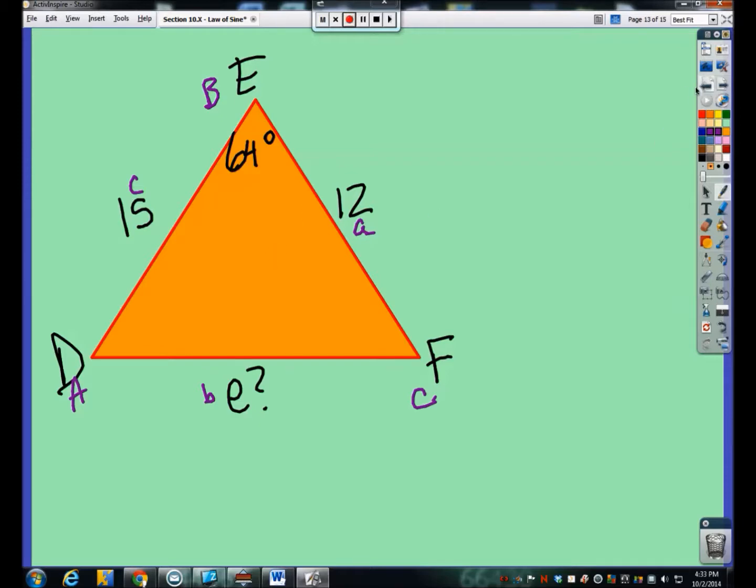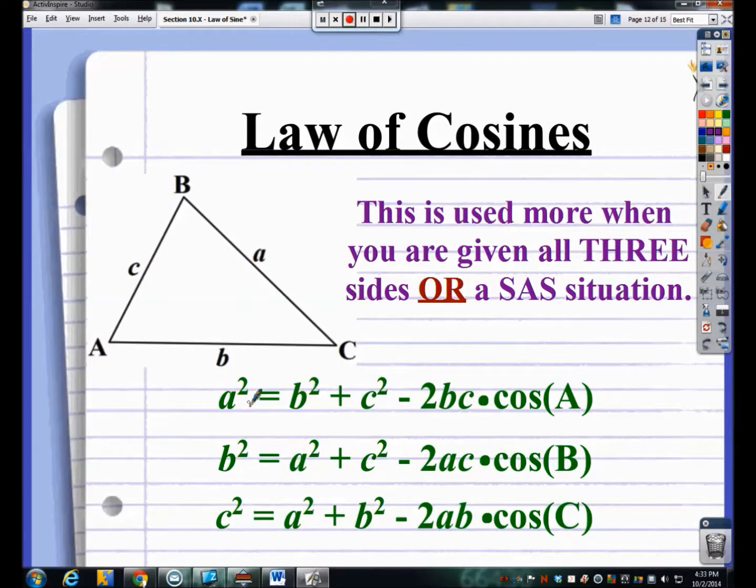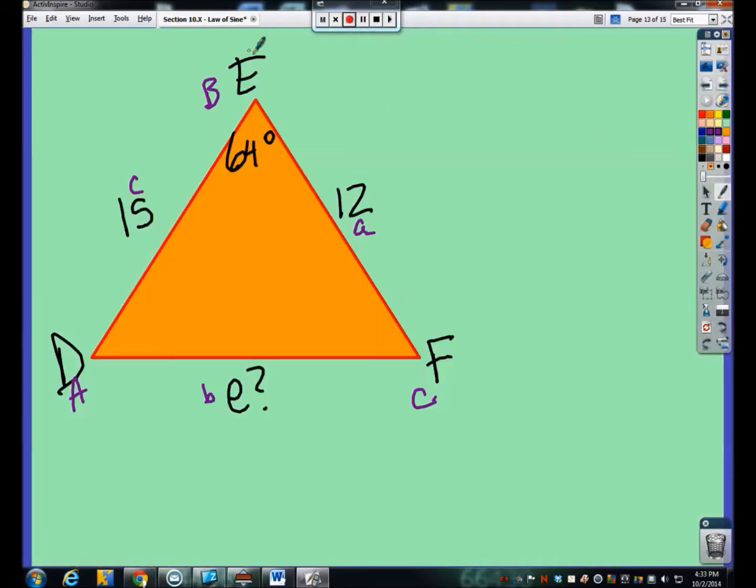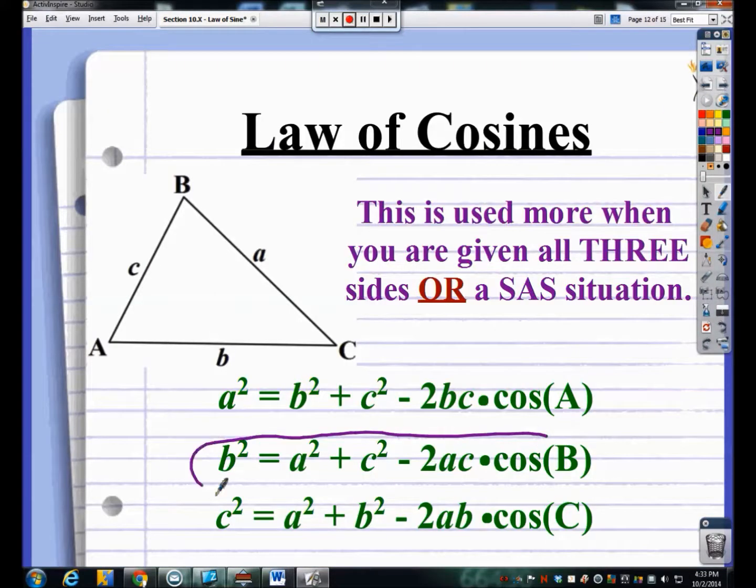Now, which version do we pick? Do we pick the first, the second, or the third one? And again, I told you it depends on which angle you know or you want to know. In this case, we knew angle E, which is like our B here, which means if I jump back, I'm going to be using this second version of the law of cosines.